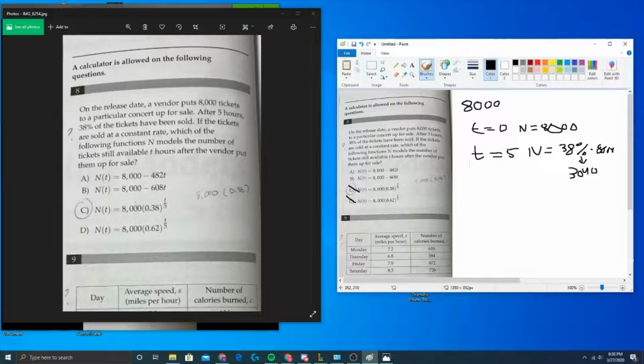So now, because we know we have a linear function, we could then just find our slope and our y-intercept. So our slope is going to be m is equal to y2 minus y1 over x2 minus x1. My handwriting's bad. 3,040 minus 8,000 divided by 5 minus 0. Put that in our calculator too. And that's not what I wanted, really.